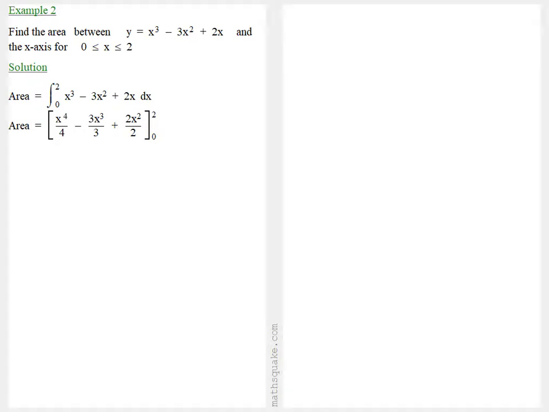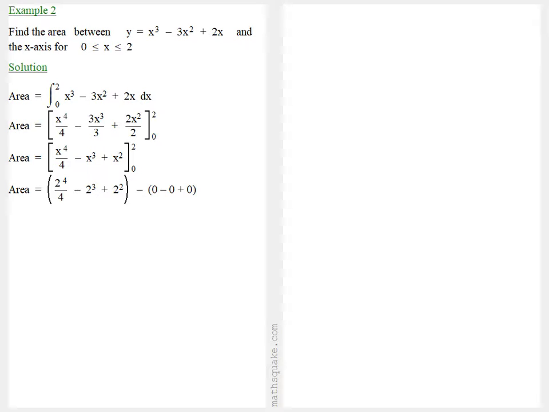And when we integrate that, we get the area equals, now x to the power 3 becomes x to the power 4 over 4. Minus 3x to the power 2 becomes minus 3x to the power 3 over 3, and plus 2x becomes plus 2x squared over 2 between 0 and 2, and that simplifies to x to the 4th over 4 minus x cubed plus x squared. Now we substitute in the value 2, and then we take away what we get when we substitute in the value 0.